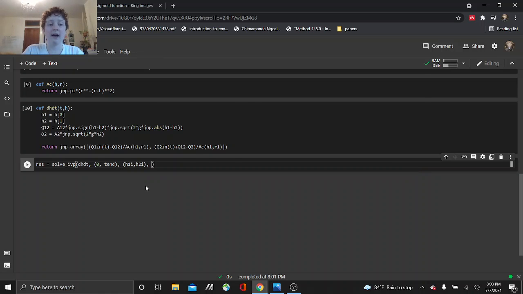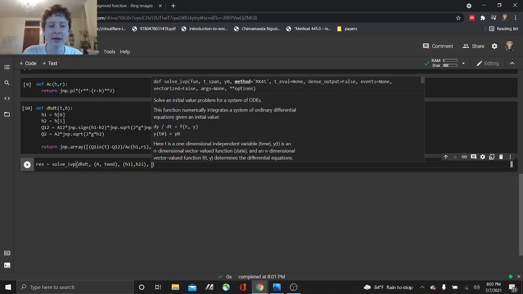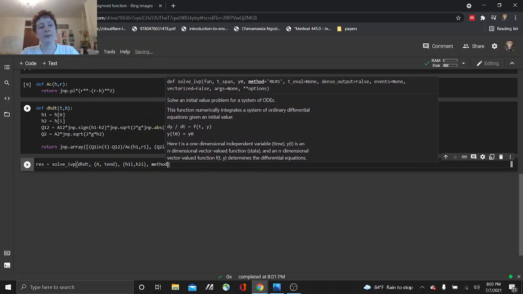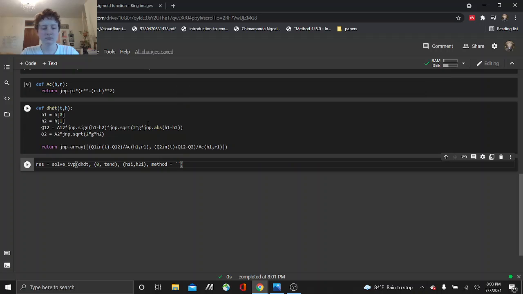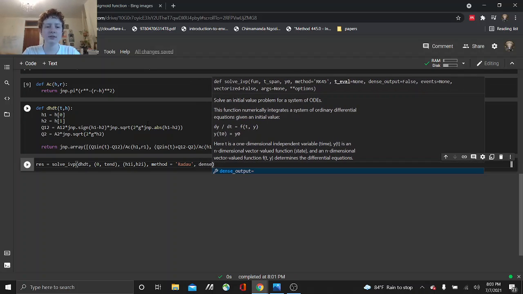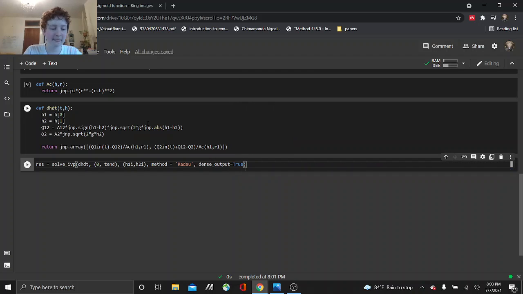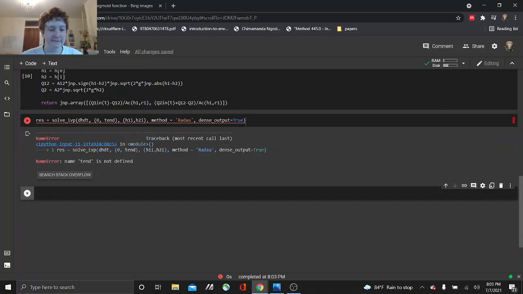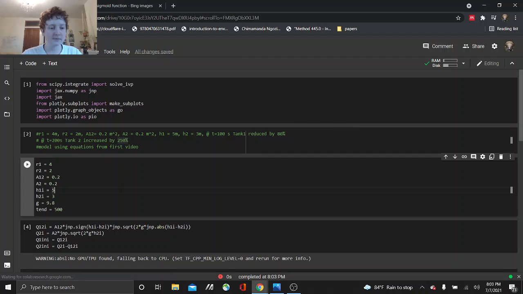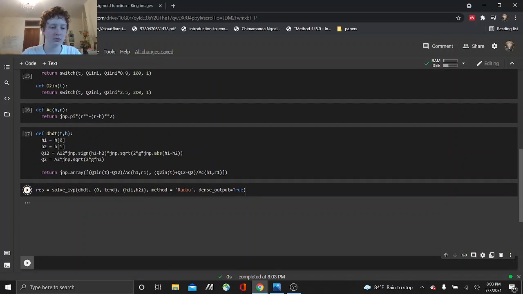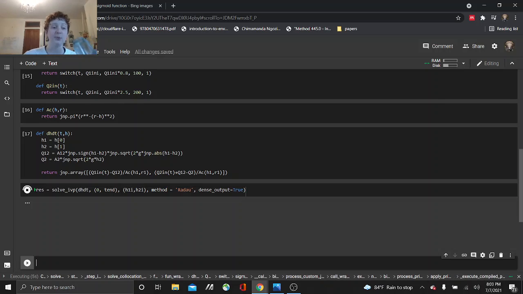Then we're going to have our methods. That's RK45. There are different methods that you can use to solve initial value problems. We're going to use a method called Radau, and our dense output equals true. Let's see if this works. I don't think I did that. Let's go all the way down. Moment of truth.